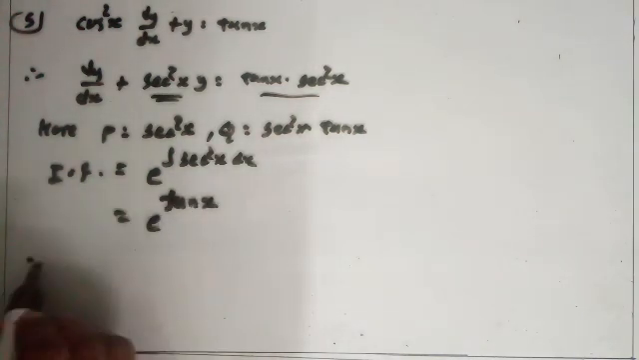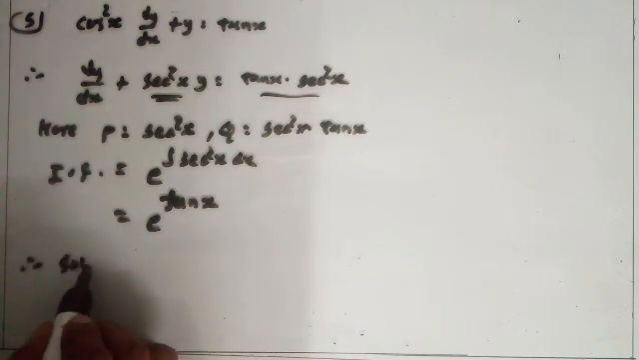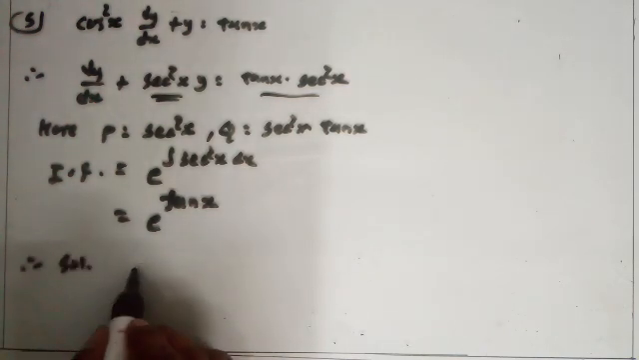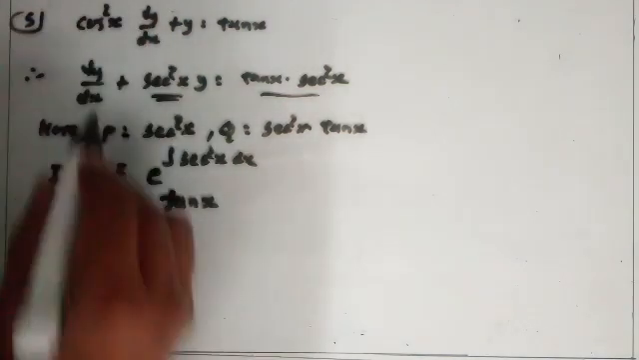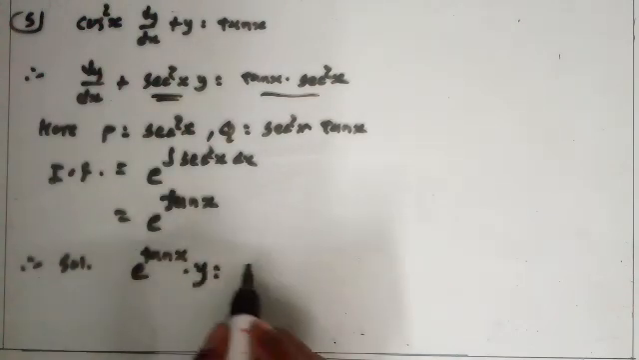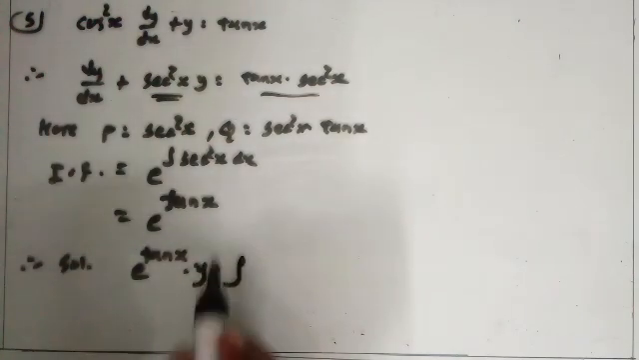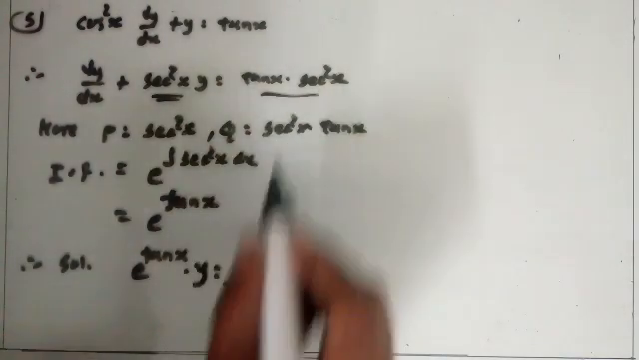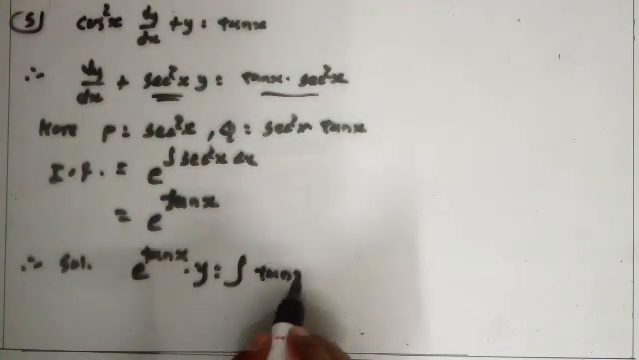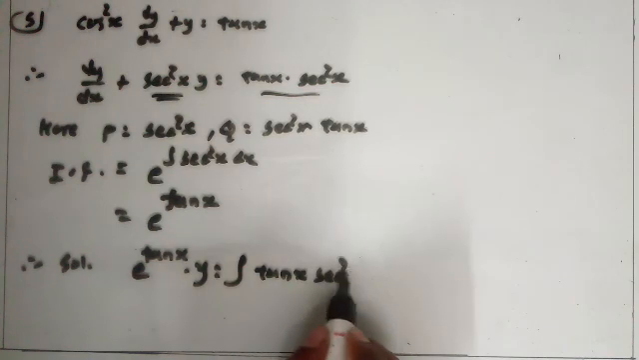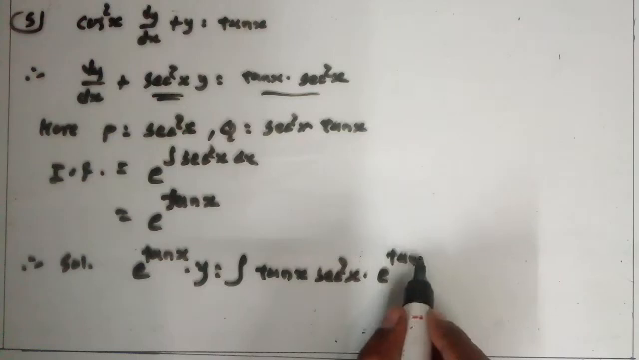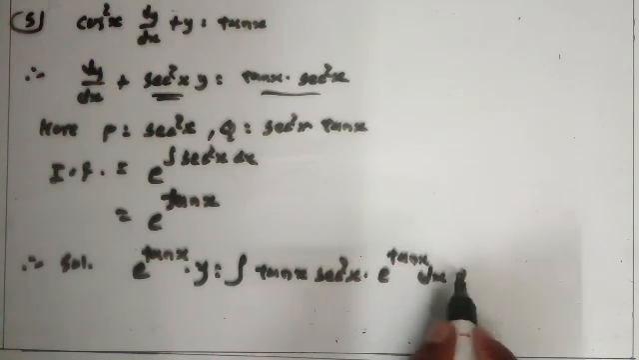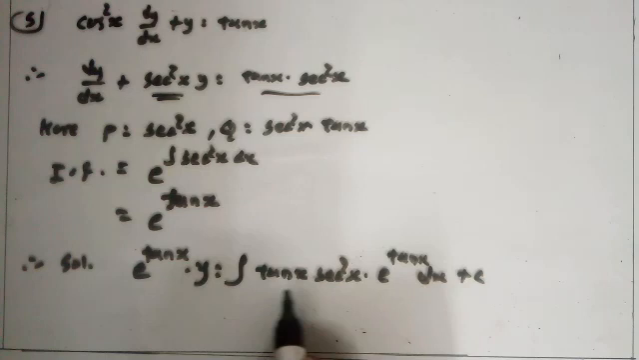Therefore, the solution becomes, we know that, integrating factor e^(tan x) into y. Here y = ∫Q, where Q = tan x · sec² x, into IF, that is e^(tan x) dx, plus c. Now here suppose tan x = t.